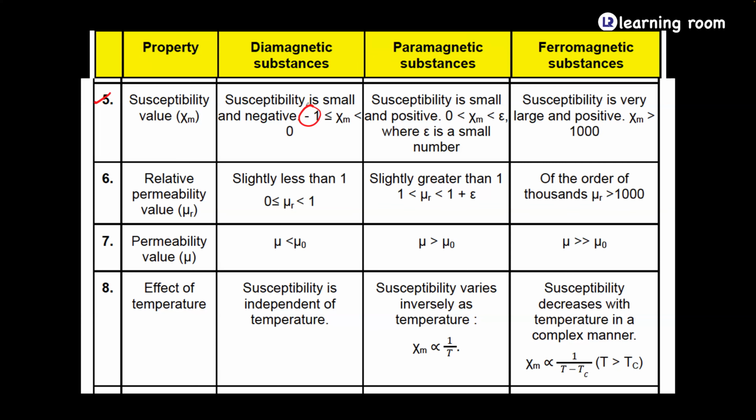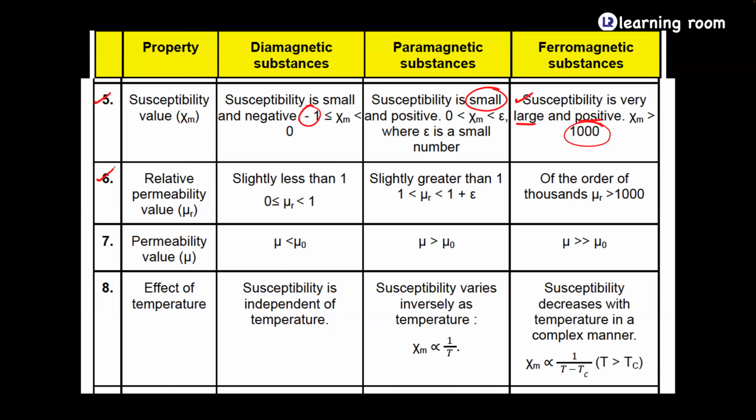Whereas for a paramagnetic substance, the susceptibility is still small, but a small positive value. It is saying, yeah, I'm ready to get magnetized, but not at a greater rate. Right? What about a ferromagnetic substance? Susceptibility is going to be very large and positive, greater than 1000. In the sense, it is ready to get magnetized. Now, this word makes sense of what you have learned, right?